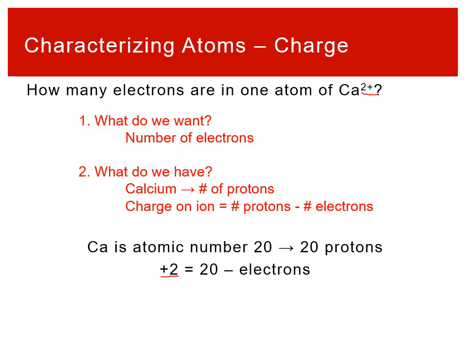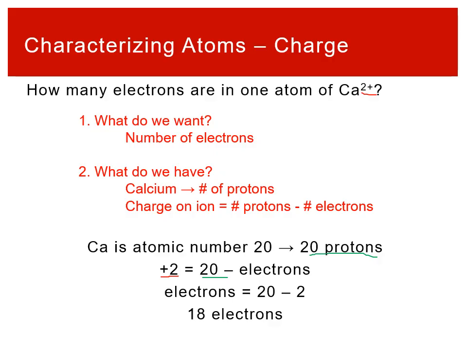So that goes right there. The number of protons we figured out based on calcium. We can plug that right in there. So this becomes an algebra problem to figure out the number of electrons. We can rearrange, do our math, move electrons to the other side, move the 2 over. We get 20 minus 2, which tells us that there are 18 electrons in one atom of calcium 2+.